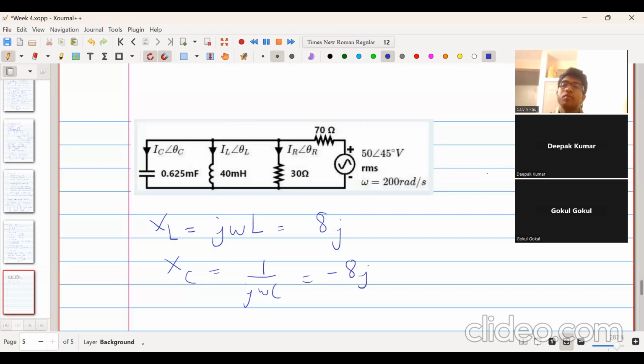So now, is phasor analysis applicable to this circuit? No, sir. Why not? XL is equal to XC, same, sir. So resonance takes place, sir.